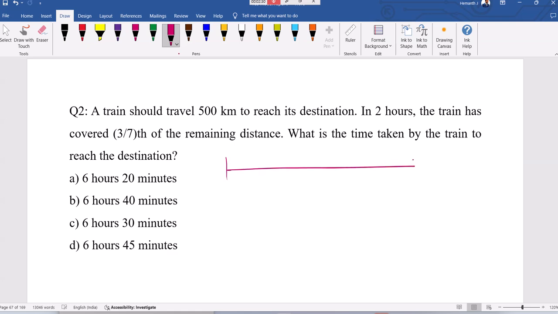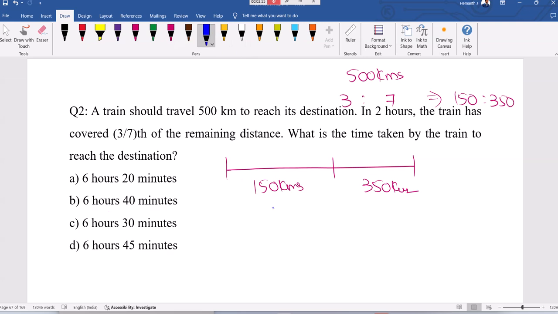see, what we can take, this 500 kilometers should be divided as 3 is to 7. 3 plus 7, 10. 500 divided by 10 is 50, so 3 into 50, 150. 7 into 50, 350. So 150 kilometers is covered and 350 is yet to cover. 150 kilometers you covered in 2 hours. 150, 350 we can consider.